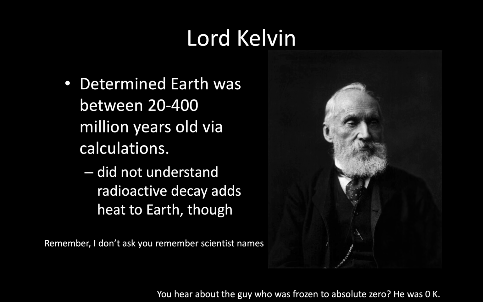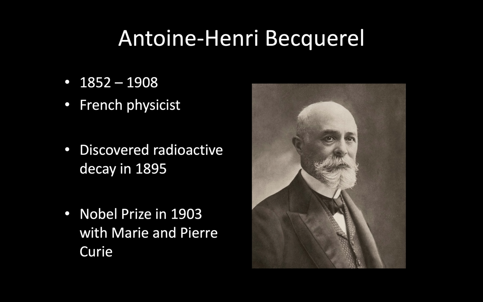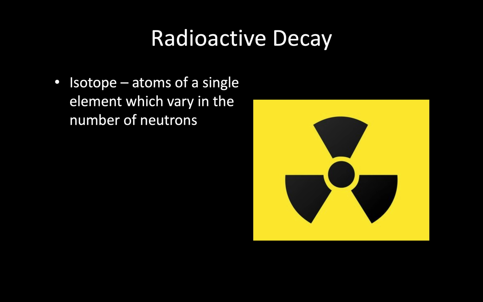He didn't understand radioactive decay, though. Decay adds heat to the Earth, and what he did was he calculated how much heat the Earth lost every single year to get an age. He didn't understand, though, that the Earth's heat replenishes. So, that brings us to Becquerel, who's a French physicist, and he discovered radioactive decay in 1895. He won the Nobel Prize with Marie and Pierre Curie.